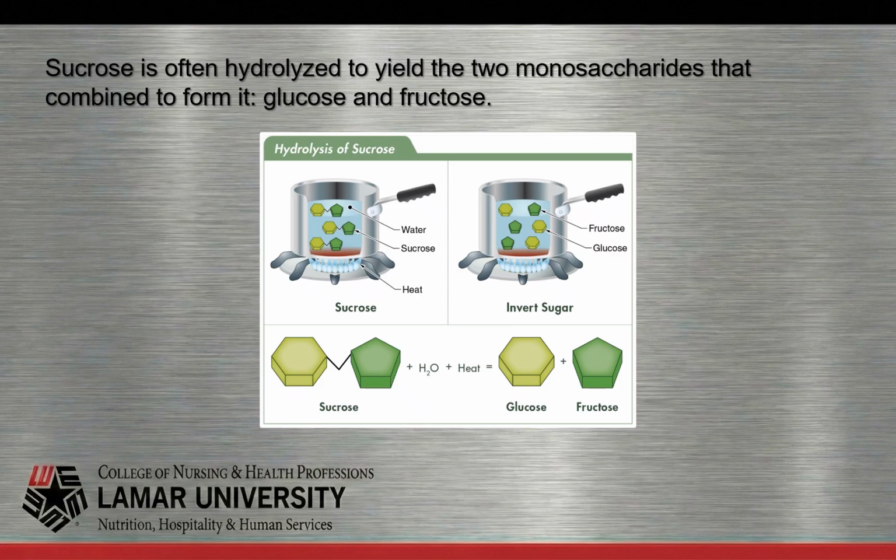For example, sucrose is often hydrolyzed to yield the two monosaccharides that combine to form it, which are glucose and fructose. The end result is a very sweet product known as invert sugar syrup, which is commonly used in baking to help maintain moisture and inhibit crystallization.